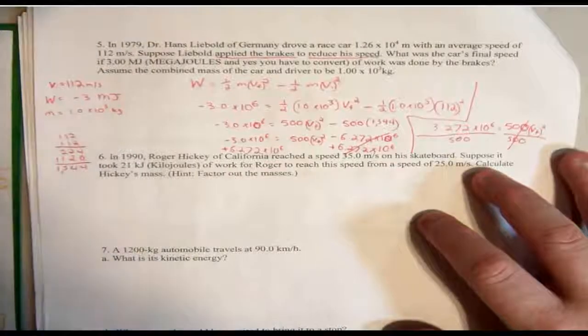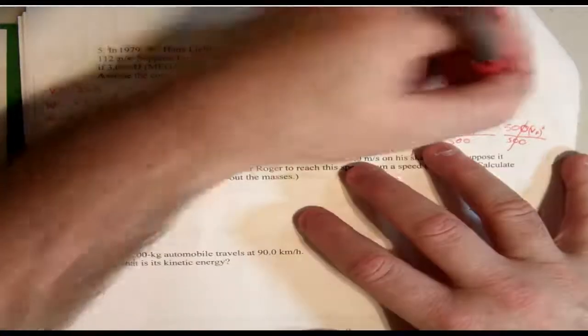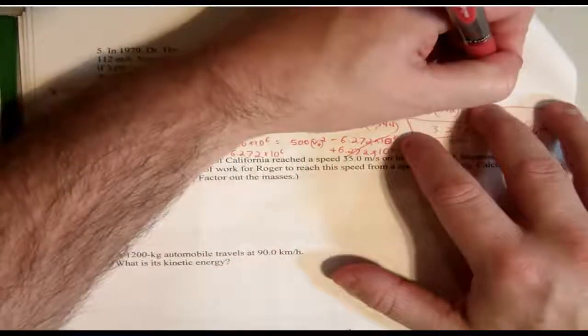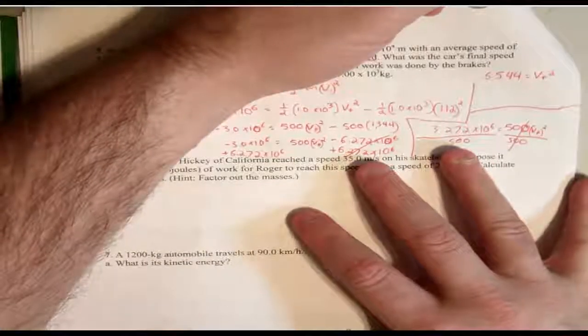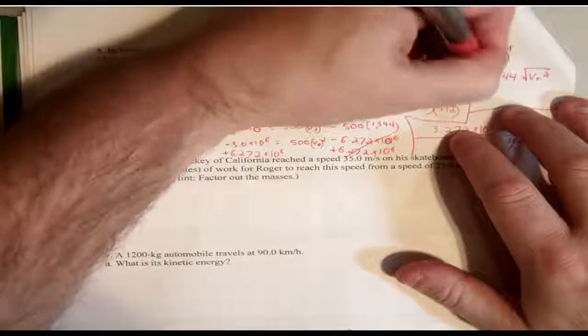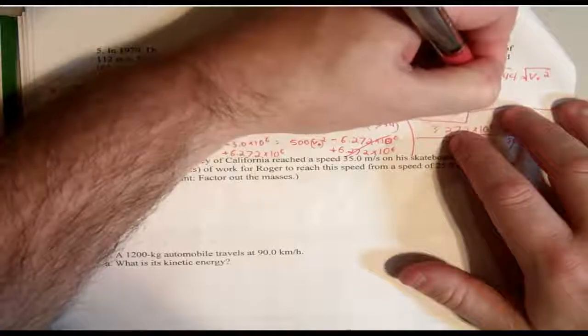I'm running out of room, so we're going to go above, that way we're not jumping around too much. So we've divided it out. We should get 6544 equals final velocity squared. Do you remember how to get rid of that square? Hopefully you do. You have to square root it, which means you have to square root this side. So I'm going to flip it and draw this arrow so we know right down here is the final answer. Final velocity equals the square root of 6544.